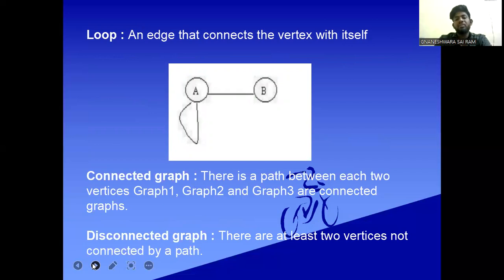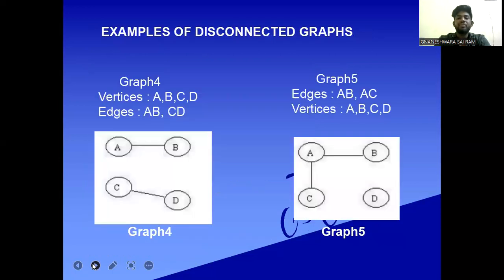Connected graph. The example below is a loop and connected graphs. There is a path between each two vertices. Graph 1, graph 2, and graph 3 are connected. Disconnected graphs: at least two vertices are not connected by a path. Example for disconnected graphs: graph 4 and graph 5 are disconnected graphs. Graph 4 has vertices A, B, C, D and edges AB, CD. Graph 5 has edges AB, AC, and vertices A, B, C, D.